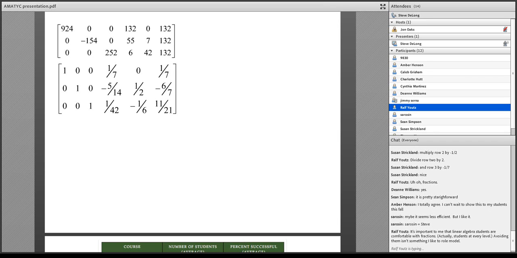I see Ralph still typing, so that's what I'm waiting for. Or maybe Ralph just is moving his mouse. Hard to tell.